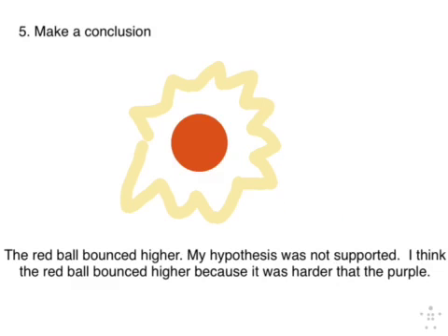The last step is we need to make a conclusion. This is a summary of what we've seen happen. In this case, the red ball bounced higher. Our hypothesis was not supported. It doesn't mean we were wrong. It just means we found out something different. And we need to come up with a reason. I think the red ball bounced higher because it was harder than the purple ball. Maybe you have a different idea.